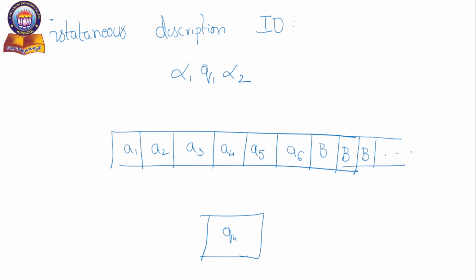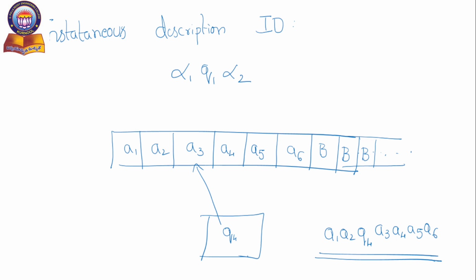Presently the machine is in the supposed Q4 state, and the machine is reading the symbol A3. Now according to the description, the instantaneous ID of the current status can be written as A1, A2, the state Q4, next A3, A4, A5, A6. This is said to be the ID of this situation, of this status. So A1 and A2 are already processed. Currently the machine is in the Q4 state and the head is about to read the A3 symbol.